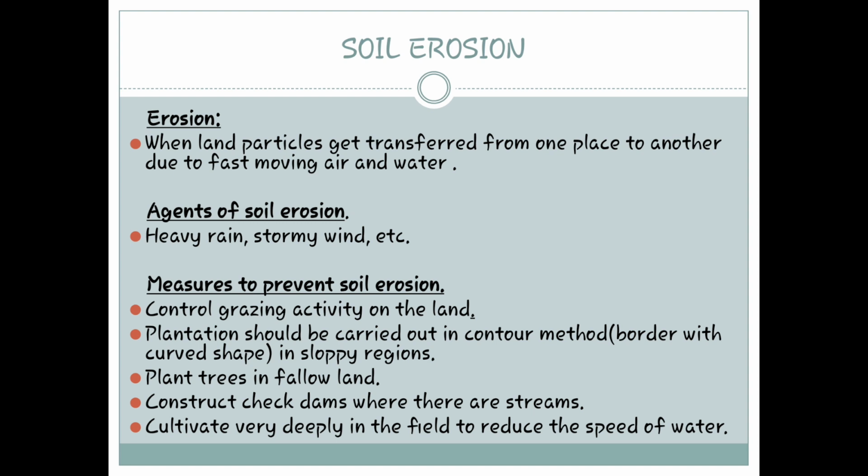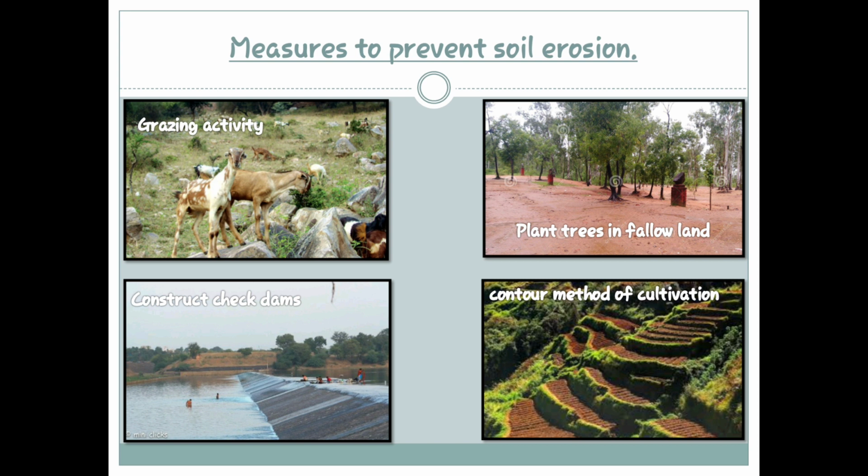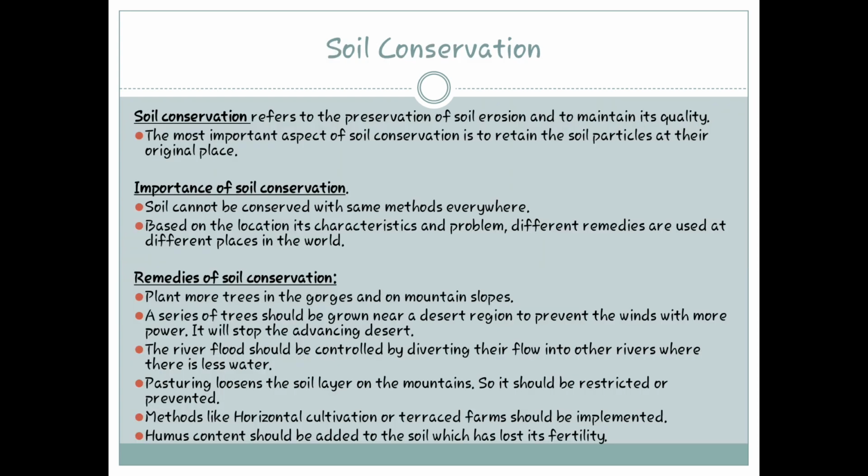See here, in this slide you can see the different measures to prevent soil erosion. Plant trees on wasteland so that soil erosion can be prevented. Construction of check dams, contour methods of cultivation, controlling grazing activity. I hope you understood. Our next topic is soil conservation.